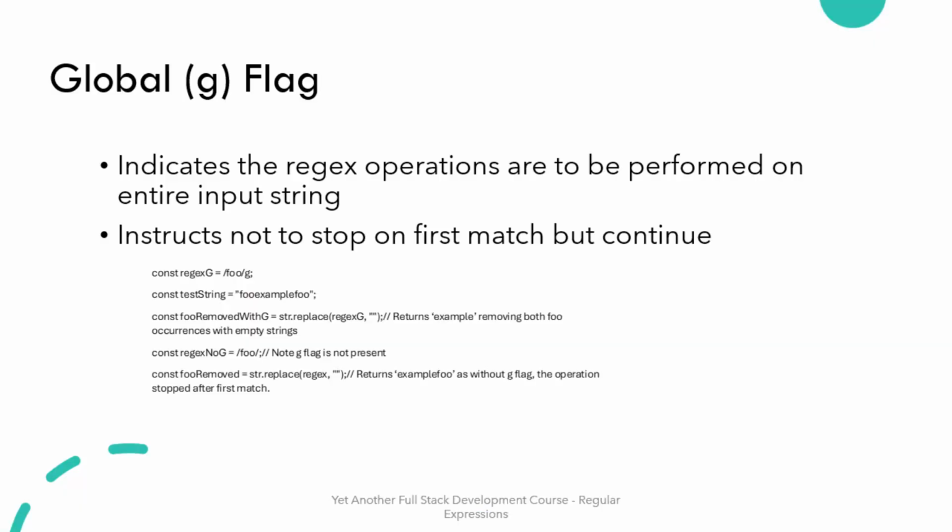Right, so top of the list is g, which is the global search flag. It indicates that all regex operations are to be performed on the entire input string, that is, not just on the first match. Let's see that in action first in the website and then in JavaScript.